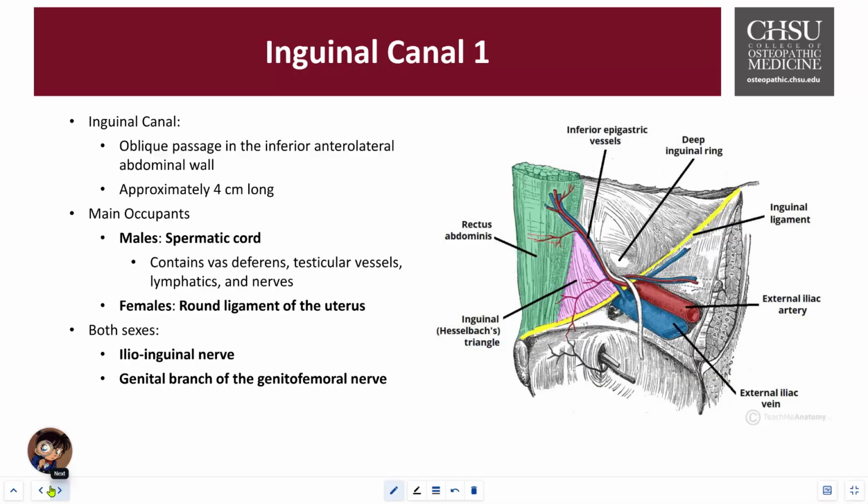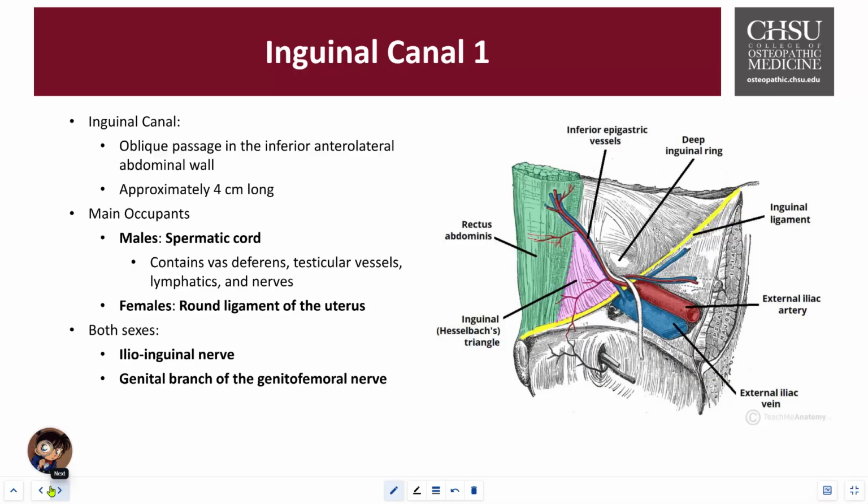It's about 4 centimeters long and is located in the inferior anterolateral abdominal wall. It serves as a conduit for many important structures. For the males, it contains the spermatic cord, which contains the vas deferens, testicular vessels, lymphatics, and the nerves. For the females, it carries the round ligament of the uterus.